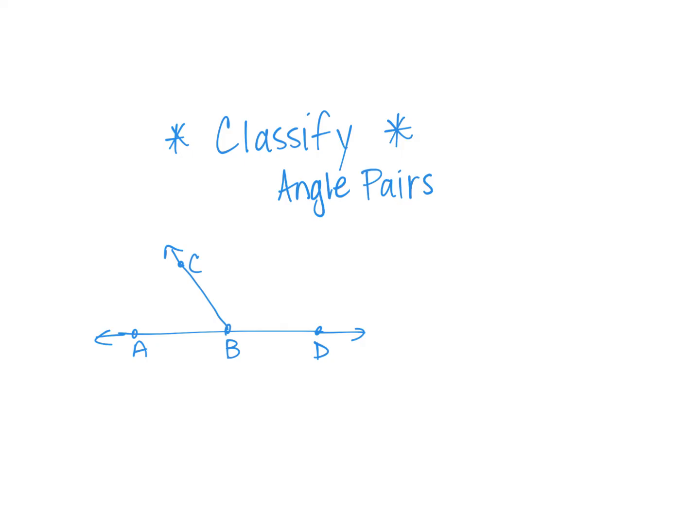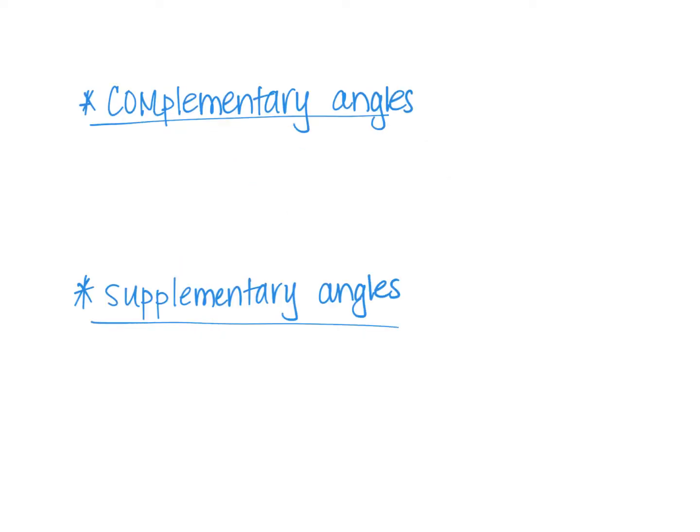All right, the next thing that we are going to learn or review is how you can classify angle pairs. That means when you have more than one angle. So if I look at a couple of angles together, how I can classify them. The first two words that you most likely have learned in the past or seen before are complementary and supplementary angles.